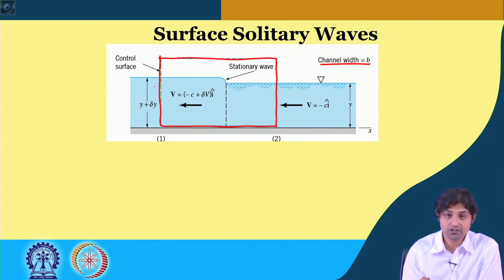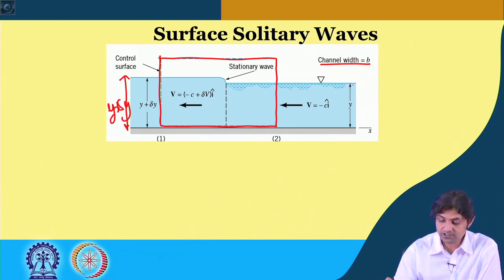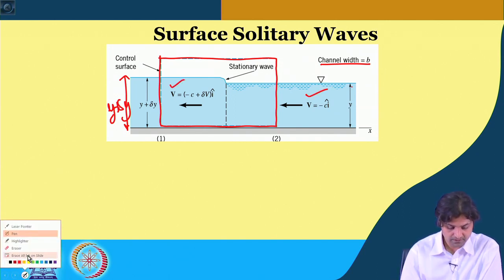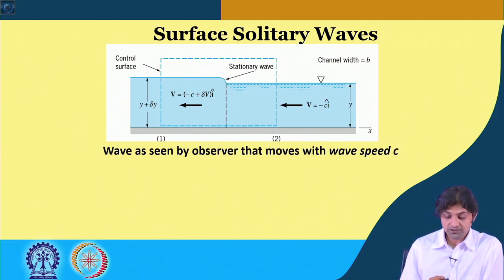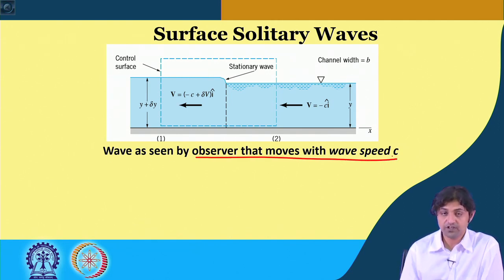Because the water surface was elevated by distance delta y, the total height here is going to be y plus delta y. Here it will still remain y. I will come to the velocity here and here in a short while. So, this is the figure that will be observed by an observer that is moving with wave speed c.